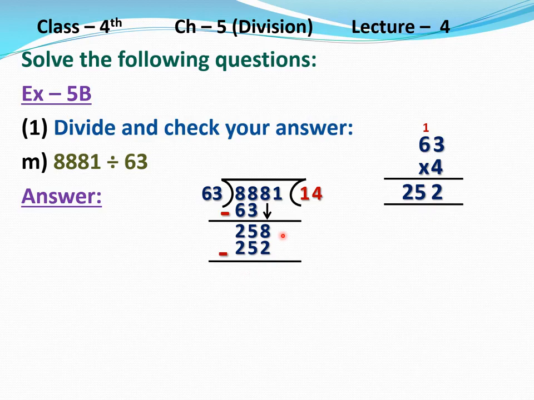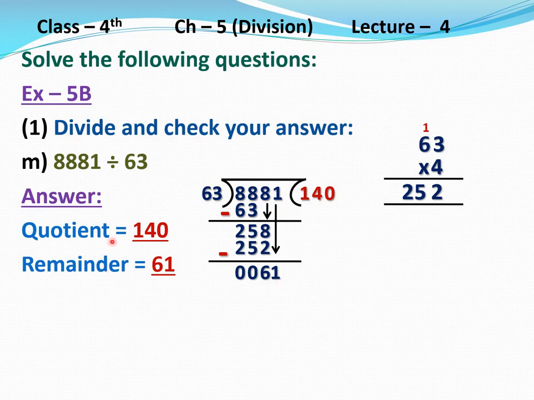Now we will do subtraction. 8 minus 2, 6. 5 minus 5, 0. 2 minus 2, 0. Now take the next number, that is 1. The number formed is 61. But see, 61 is less than 63. Okay, so we will write 0 as the 0 in the quotient. So hence the quotient will be 140 and the remainder will be 61. Write down quotient equal to 140, remainder equal to 61. Clear?